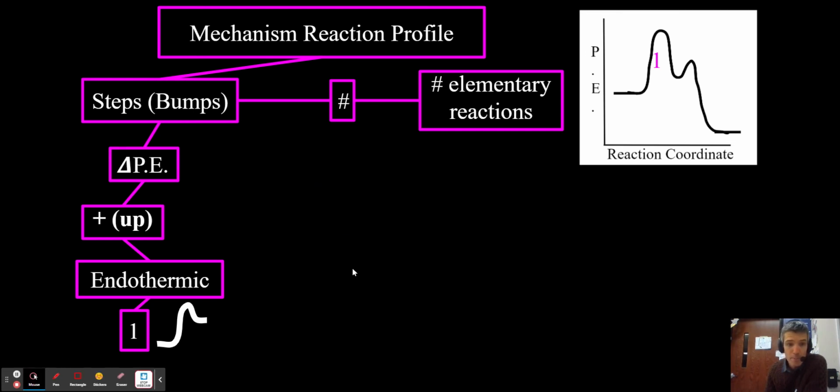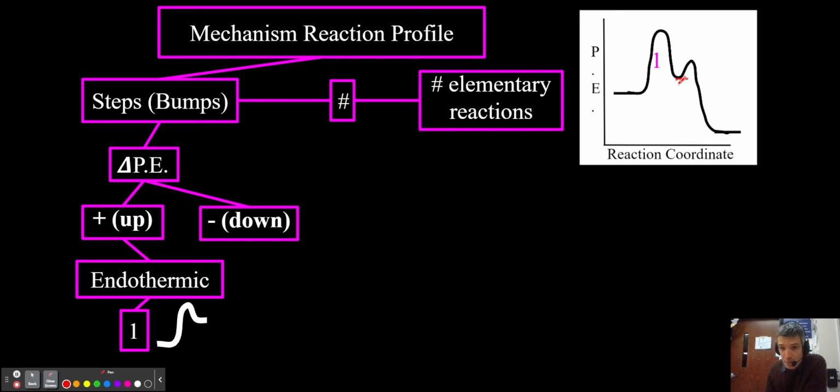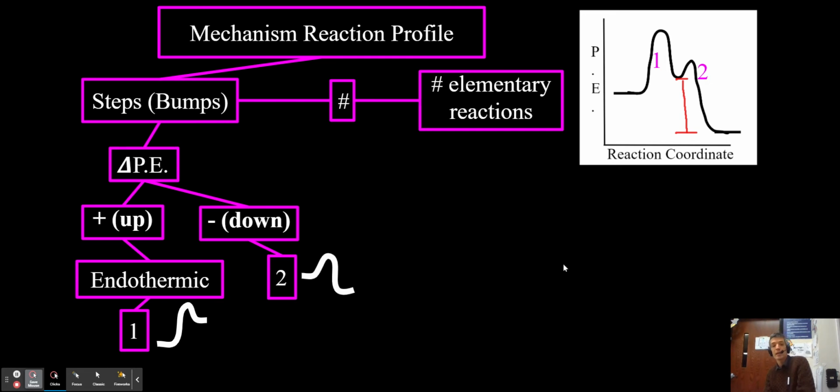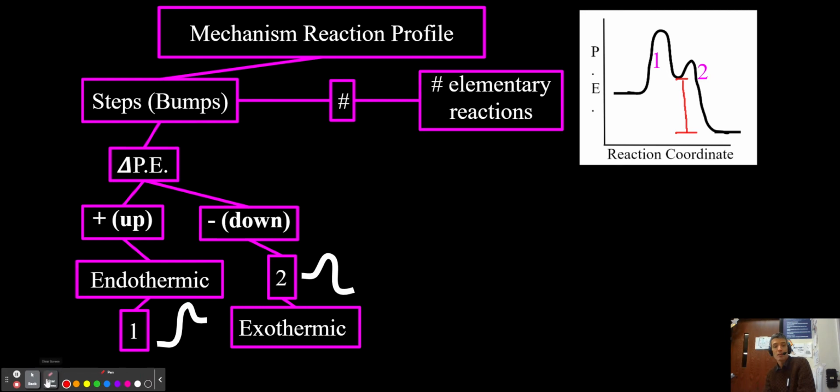Now, if you look on the other side, you're looking really at this distance. You're charting that distance from where they start to where they end. That distance is a negative potential energy change. And that means this step, number two, is an exothermic reaction. And the classic exothermic reactions look like this. They go up over the hill and then down to the bottom.